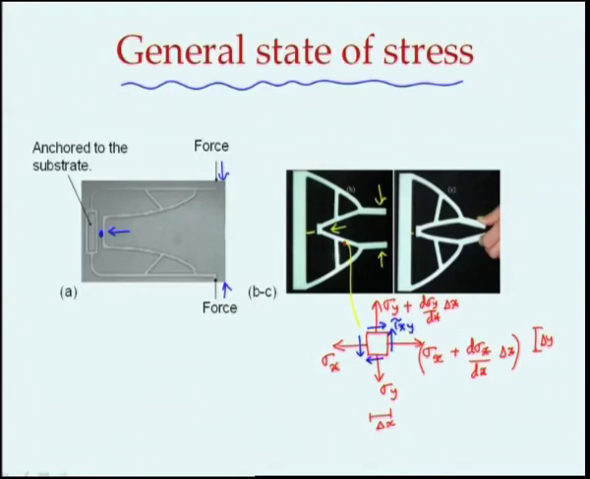Tau xy means that the force acts in the x direction, that is this direction, and it happens to be on this surface whose normal is given by the y axis. We have the same tau xy here. So, that is a general state of stress acting in 2 dimensions.